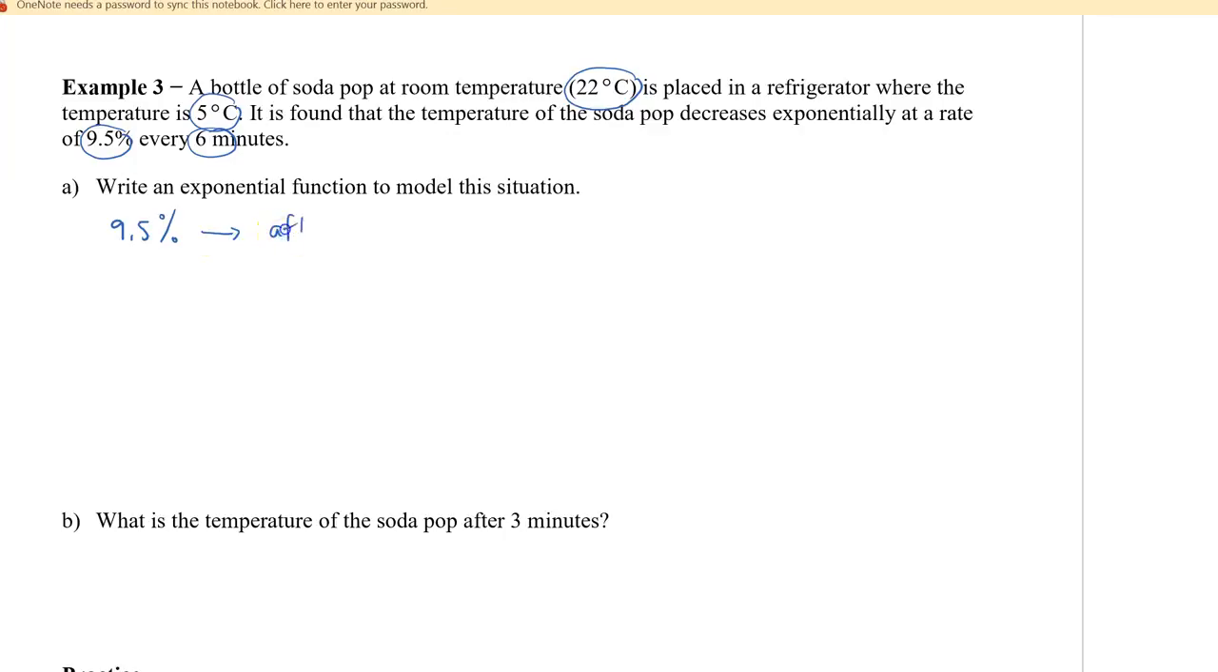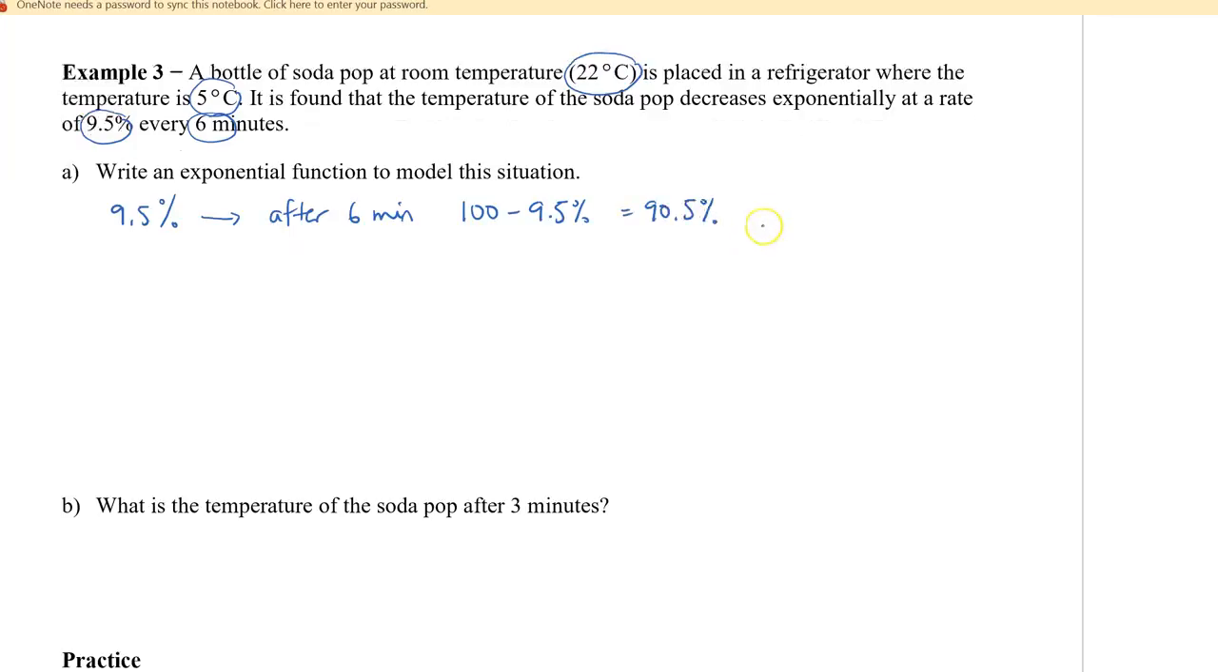So after 6 minutes, it's going to be 100 minus 9.5%, meaning that it will be 90.5% of the previous temperature. So for example, if the initial temperature was 22 degrees, then after 6 minutes, we times that by 0.905, and we will have that the temperature is now 19.91 degrees Celsius.